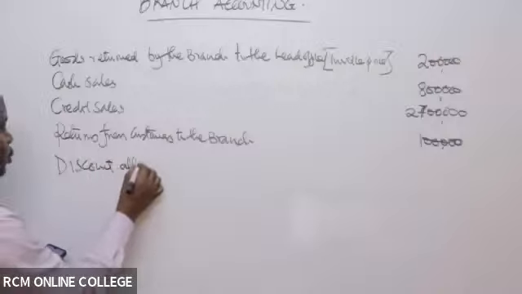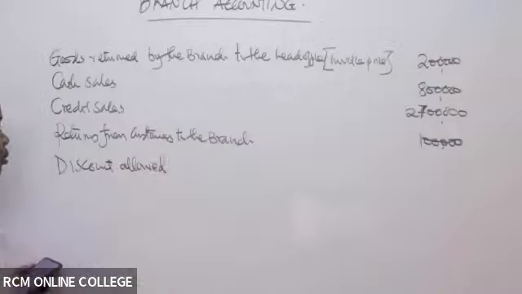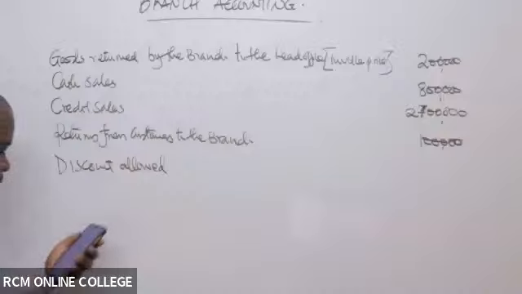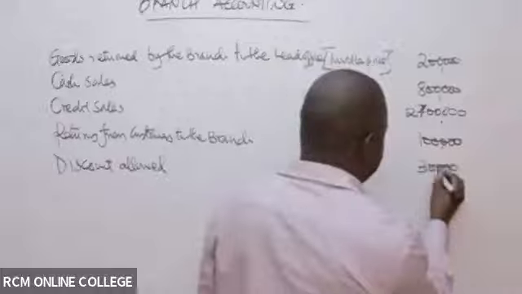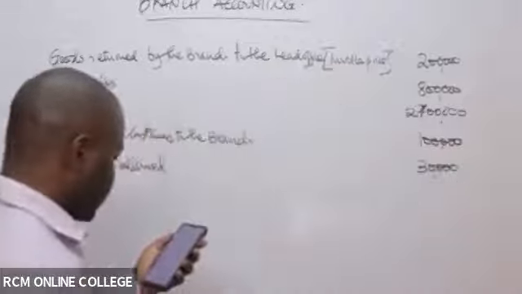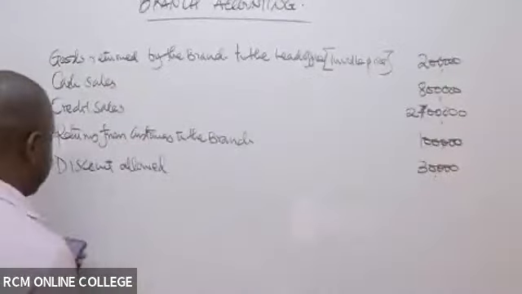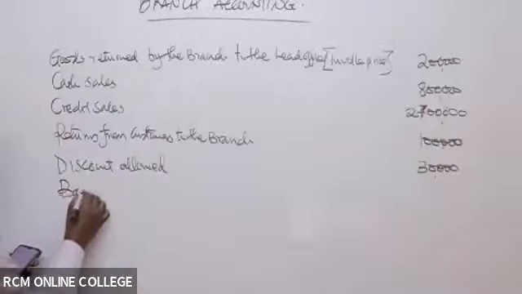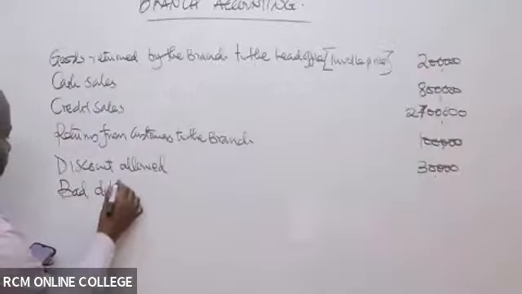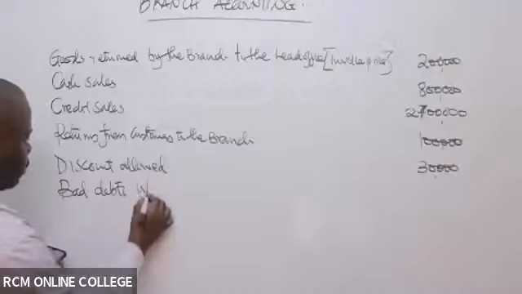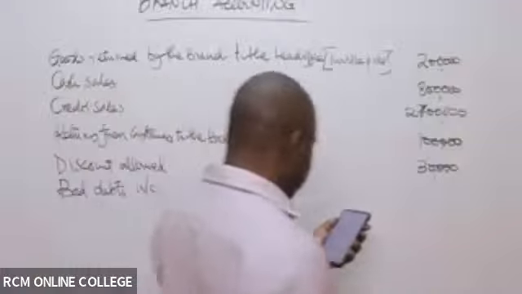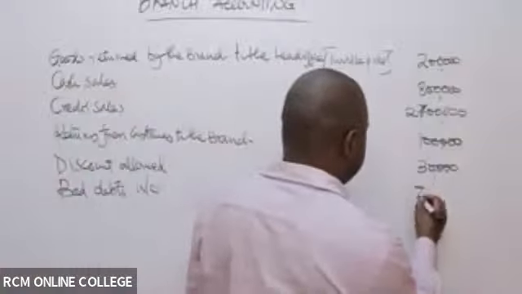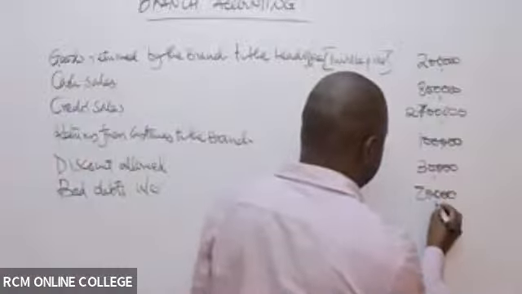Then another transaction that occurred: they allowed some discount to the debtors on credit sales, an amount of 30,000. Then bad debts: some of the debtors were written off, an amount of 20,000.